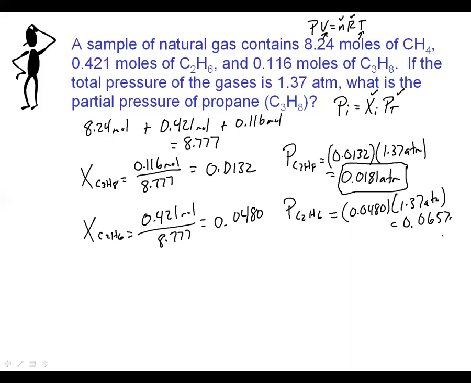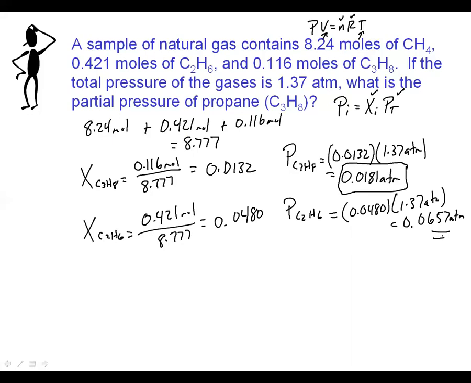And really at this point, you can do that for the last one, which is our methane, the exact same way. Or because these are the only three gases in that mixture, you could add the 0.018 together with the 0.0657 and then subtract it from 1.37, and that would give you the partial pressure of methane.